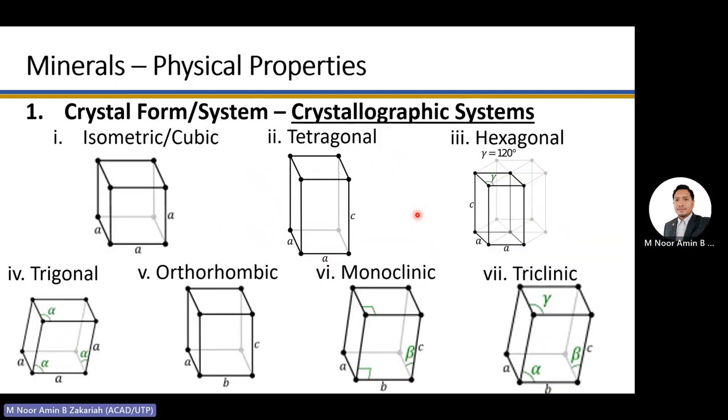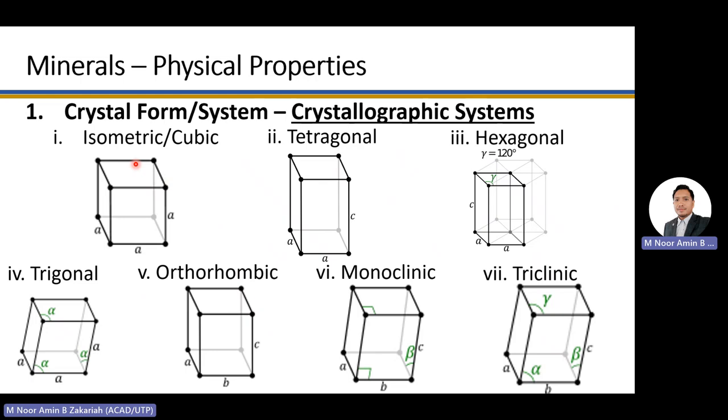So now we move into the crystallographic system. So we have two again for the crystal form system. One is symmetry operations, and another one is the crystallographic system. These are the types of crystallographic system, which comprise various bonding lengths and degrees of bonding. So these are the list that I mentioned earlier. We have seven at least.